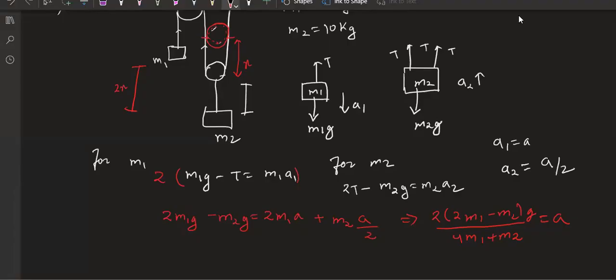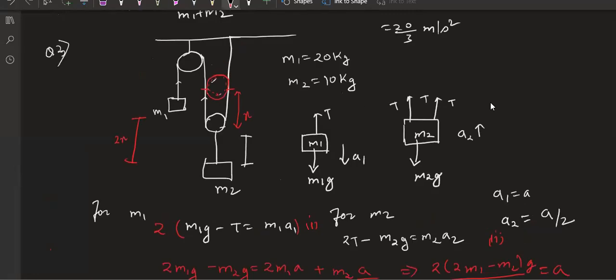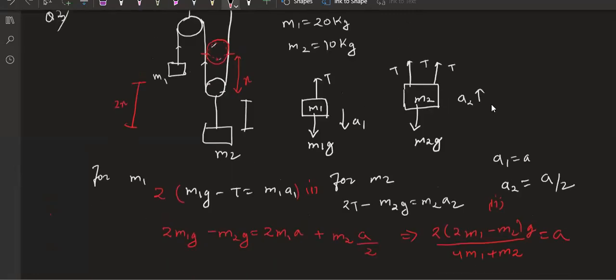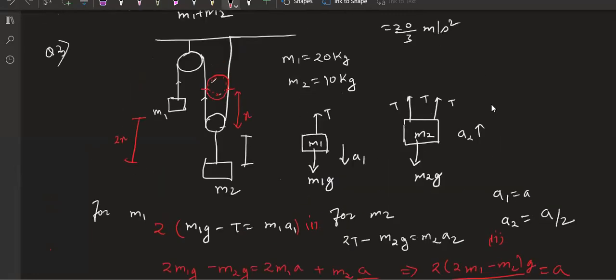Okay, so what I did, I multiplied this equation by 2, and then added. I'll just name it equation 1, equation 2. M1 is 20 kg.